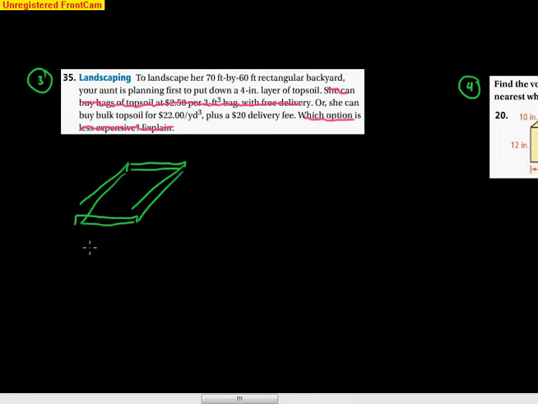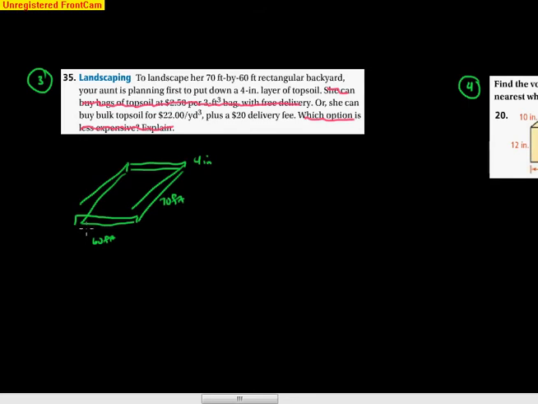My backyard is 70 by 60, so I'll put the 60 here and the 70 there. And again, it's 4 inches tall. That's the depth of the topsoil. And it says you can buy bulk topsoil for $22 per yard cubed. How much is it going to cost? So there's a big units issue with this problem.